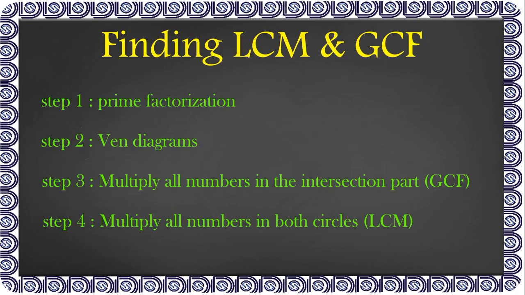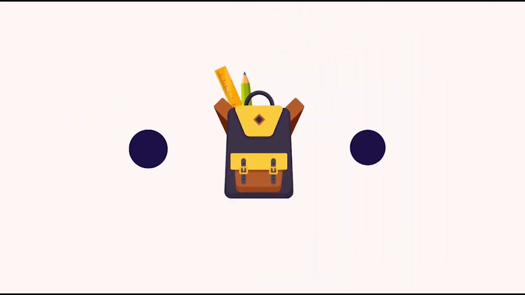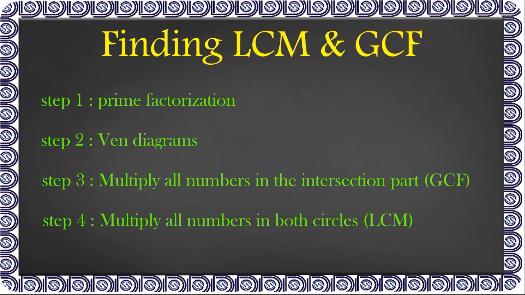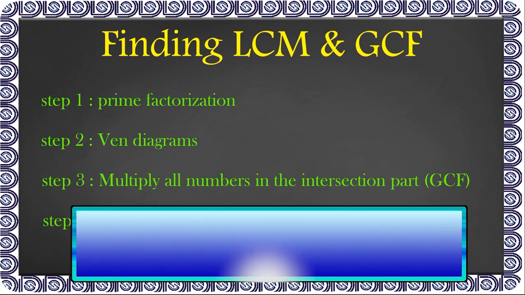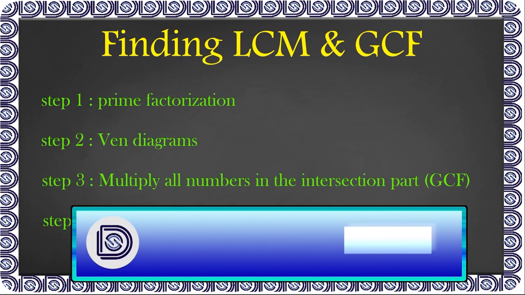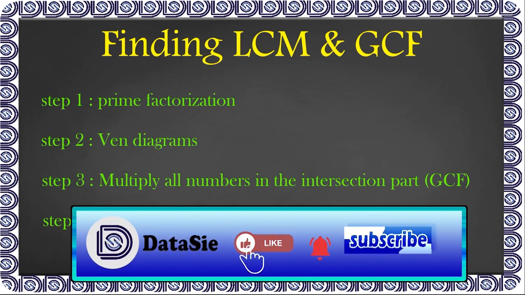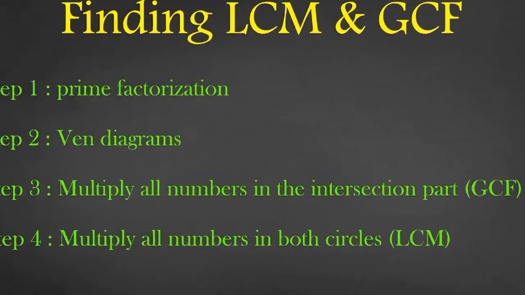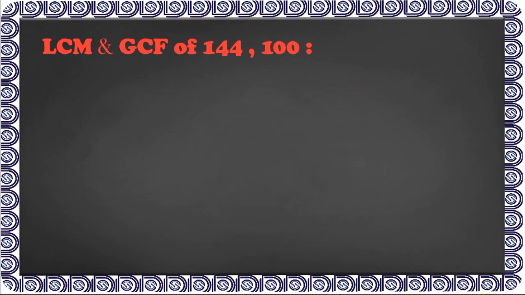In this video, we're going to cover how to find LCM and GCF using Venn diagrams and prime factorization. We need to apply some steps to find LCM and GCF of two numbers. Step 1, prime factorizations. Step 2, Venn diagrams. Step 3, multiply all numbers in the intersection part of two circles, which is GCF. And step 4, multiply all numbers in both circles, which is LCM. Let's jump into some examples and use this method.